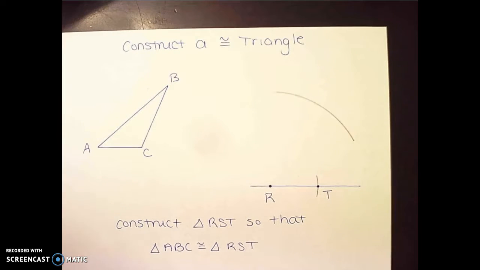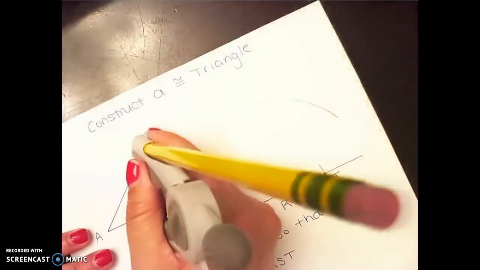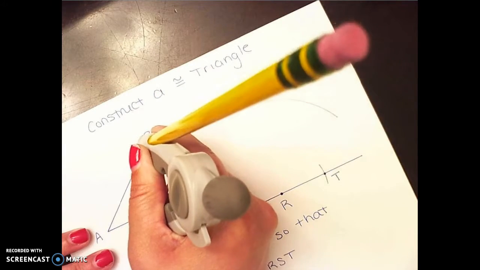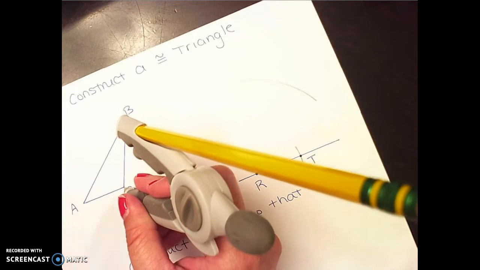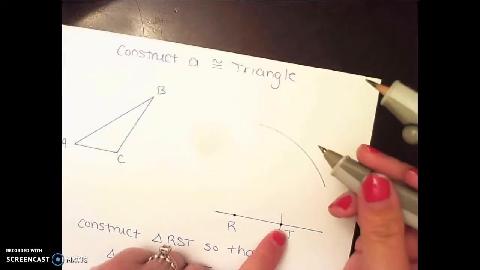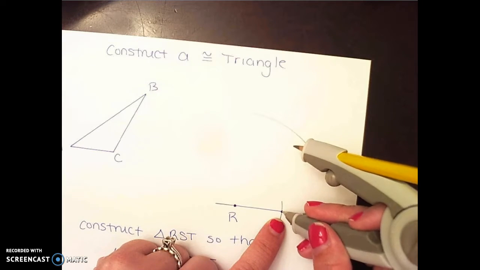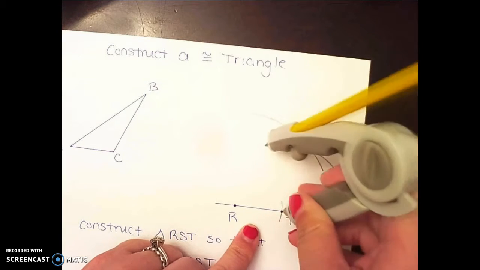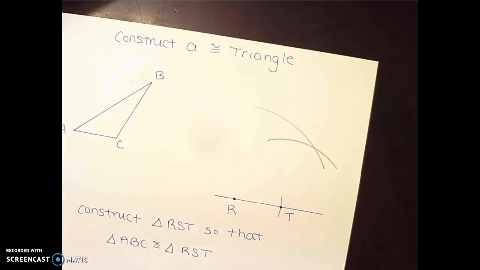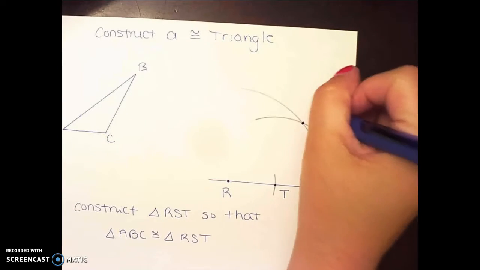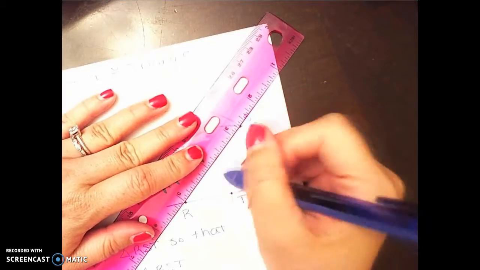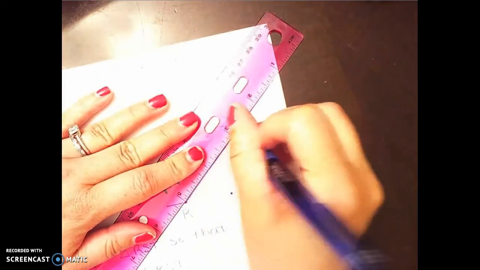So in order to figure out exactly where B, or the image of B, will be located, I've now got to measure the third side of my triangle. And I'm going to move my compass point to the image of point C, which is T, and draw another arc. And where those two arcs intersect is going to be the image of point B, which is S. And then I just need to draw my remaining two sides of my triangle.